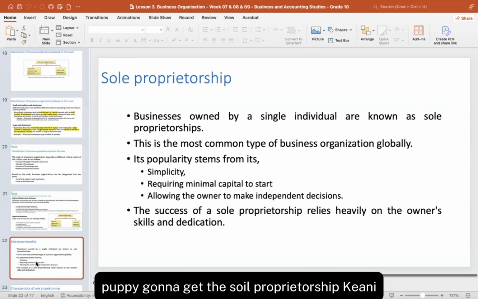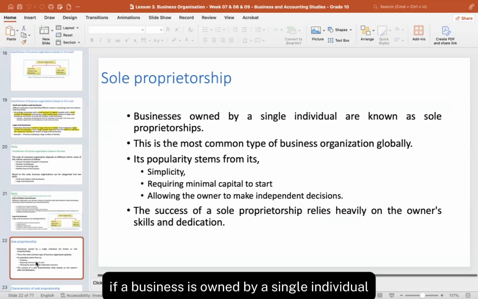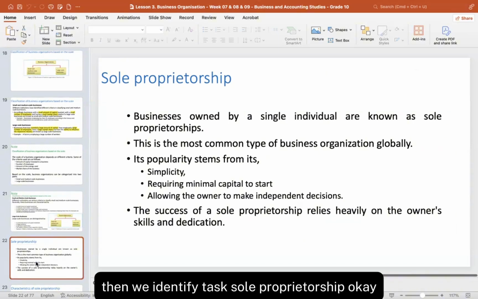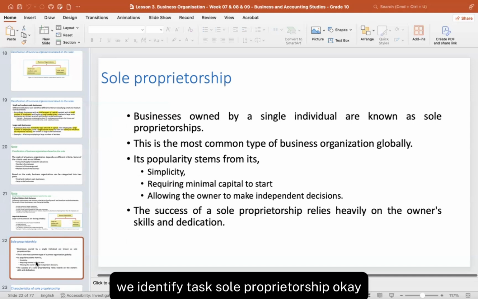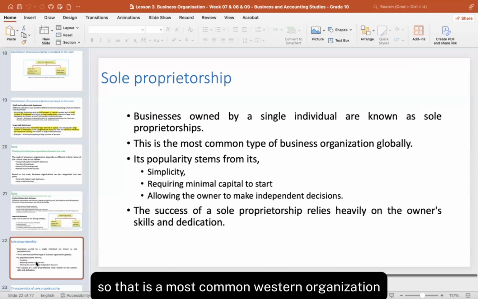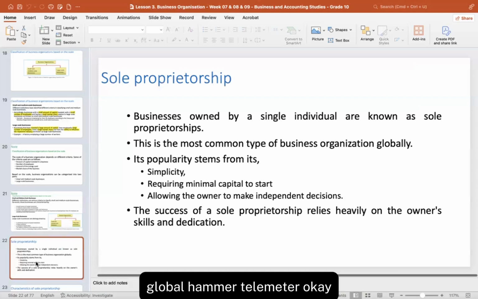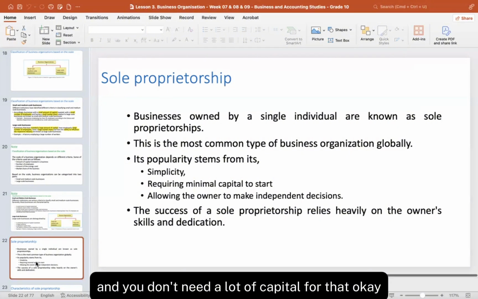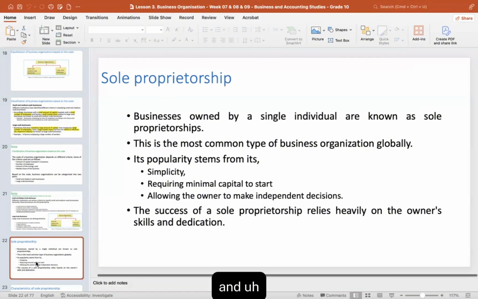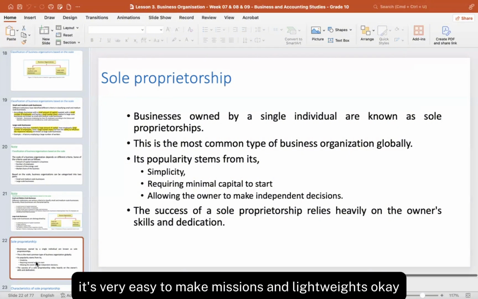What we learned as sole proprietorship is, if a business is owned by a single individual, there is only one owner, then we identify it as sole proprietorship. Okay, only one owner, then we identify it as sole proprietorship. So that is the most common business organization globally, because it's simple and you don't need a lot of capital for that. And it's very easy to make decisions, and likewise.